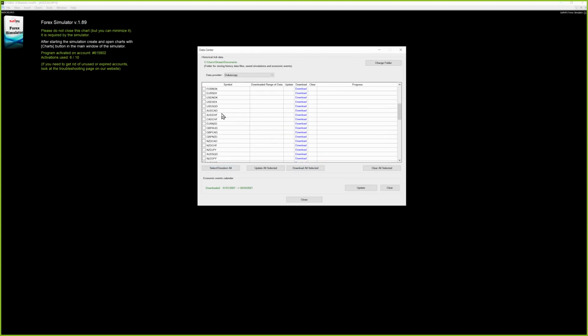So we're going to do pound AUD over here. Let's search up pound AUD. GBP AUD, there we go. We've got GBP AUD. Got to download the last 2 years of data. Okay, so we just got to wait over here.